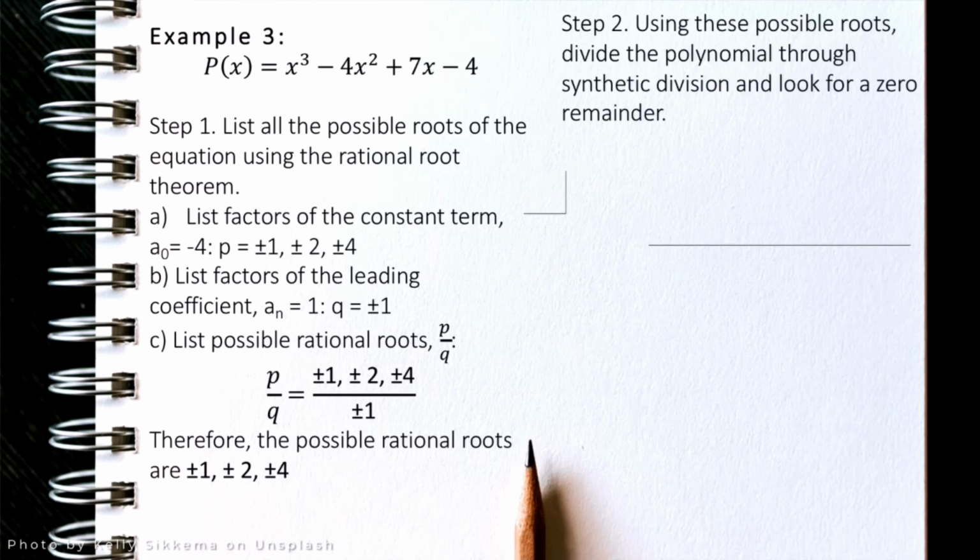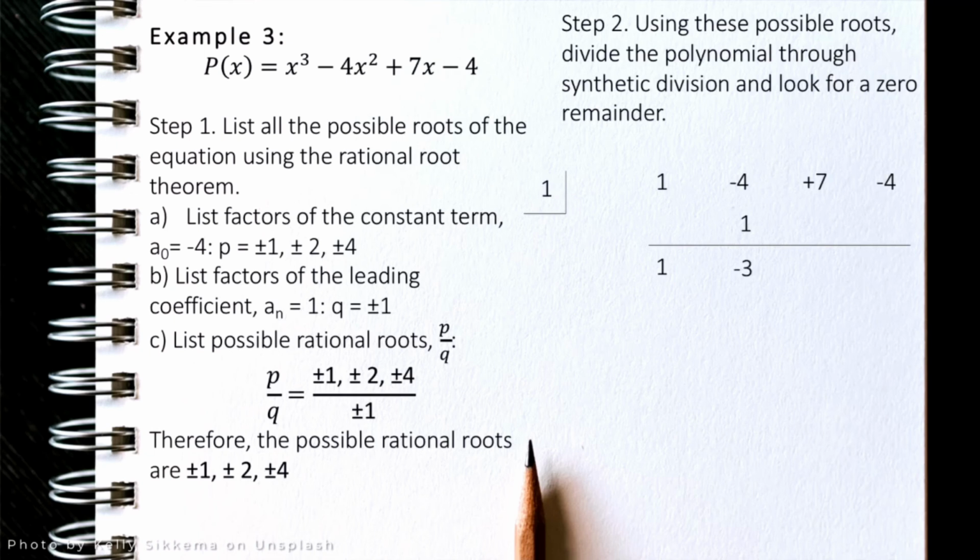And then, step number 2. Using these possible roots, divide the polynomial through synthetic division and look for the zero remainder. Then, getting the coefficients of our polynomial function, that is positive 1, negative 4, positive 7, and negative 4. And then, let's try the positive 1 here. Okay, the first thing to do is to bring down positive 1. That is 1. We're going to multiply 1 times 1. That is 1. Then add negative 3 plus 1 is negative 3.